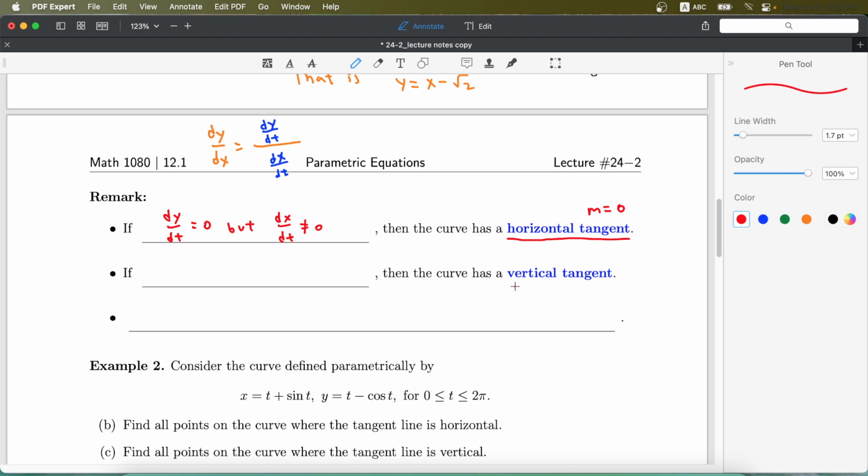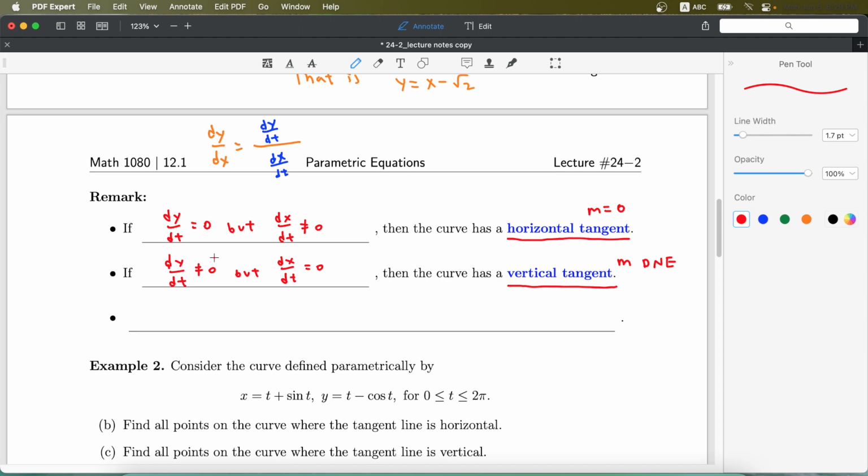Now, we also want to find out when the curve has a vertical tangent. Notice that for a vertical line, the slope does not exist. That means you want your dy over dt to be non-zero, but you want dx over dt to be 0. Basically, if you divide 3 by 0, we know that does not exist. So if you have 3 here and 0 here, that's not valid. That means the slope does not exist. Therefore, we will have a vertical tangent line.